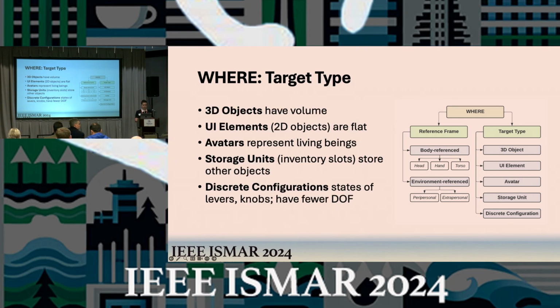The main categories of the target types are 2D and 3D objects, and we also identified 3 types that deserve to be included because they happen so frequently in consumer applications. These are avatars, storage units, which basically you can attach other selectable objects into, and also discrete configurations, which are selectable states of the objects, such as the discrete positions or rotations of knobs and levers.